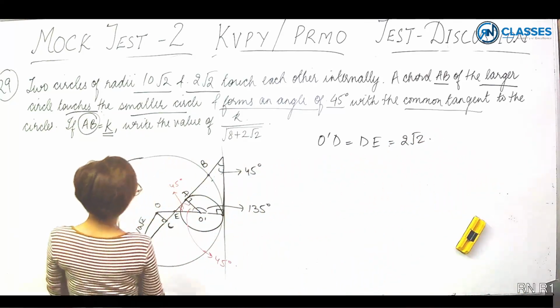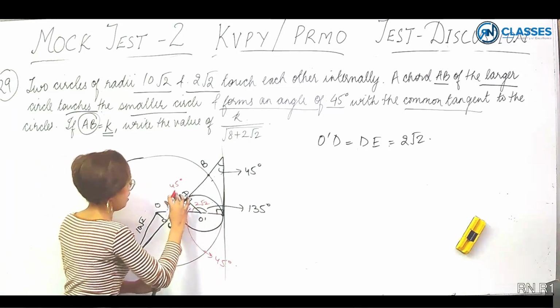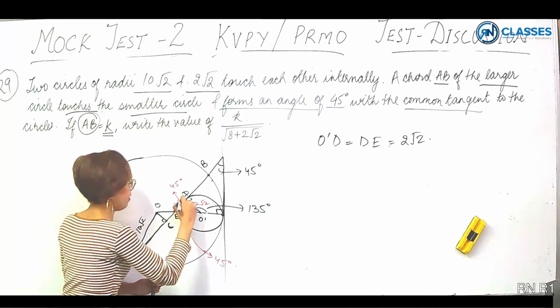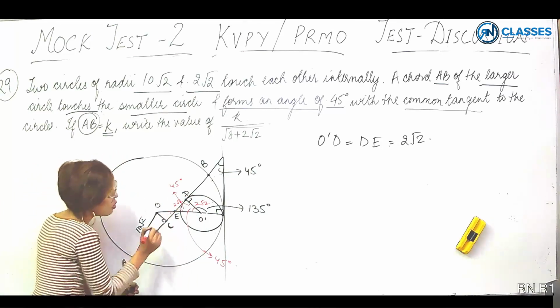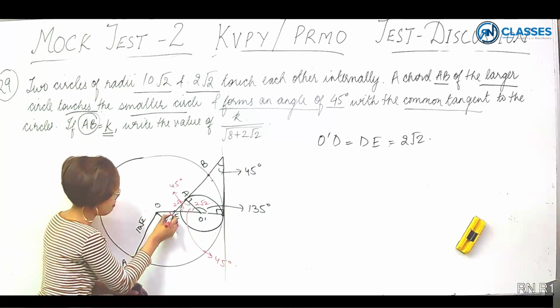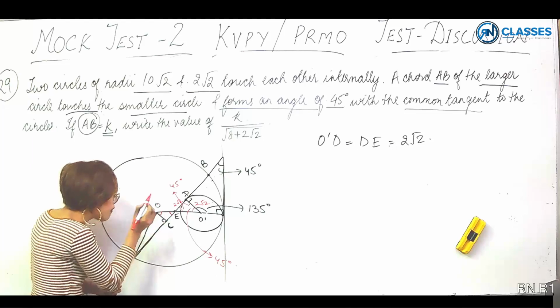Right? Now, what else? Let me just write it. So this is 2 root 2. This length is also 2 root 2. Okay, what else? Now this angle is 45, right? This angle is also 45. The red one, I'm not writing it because I don't have space, right? And this angle is also 45, right?